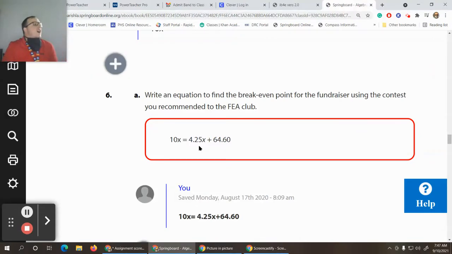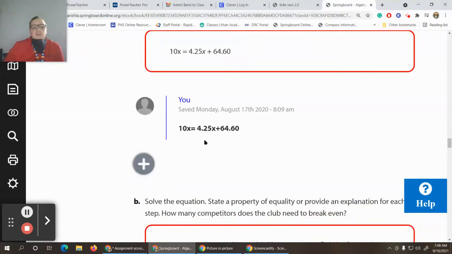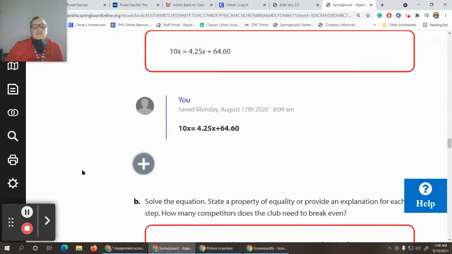Now you can imagine what they want you to do for B, and go ahead and try that. Go ahead and try B. You know what they want you to do. They want you to solve this equation, okay? I'm going to give you 30 seconds to get ahead of me for 6B, where it is asking you to solve this equation, okay?